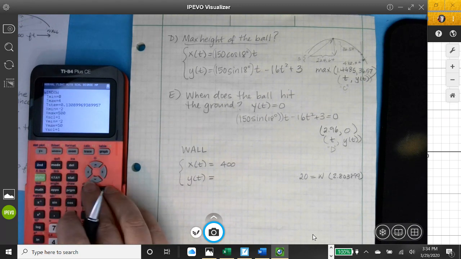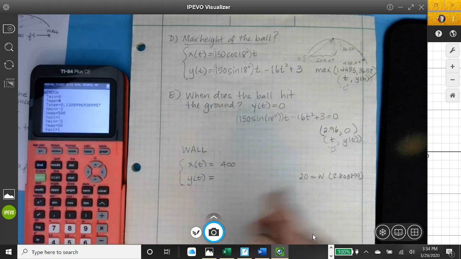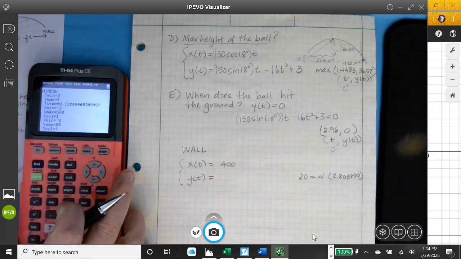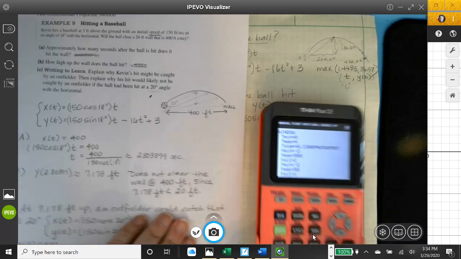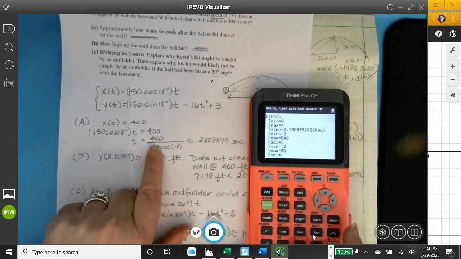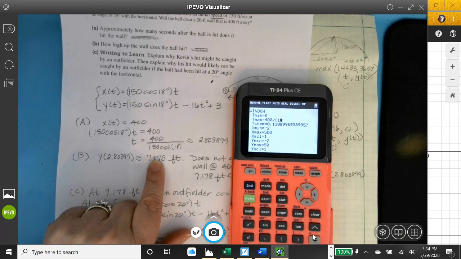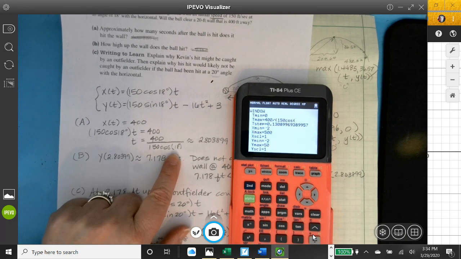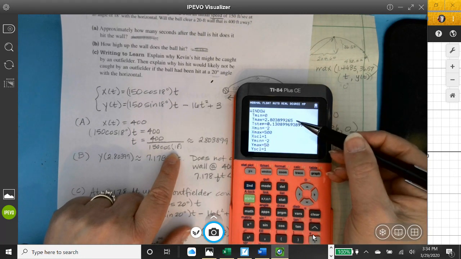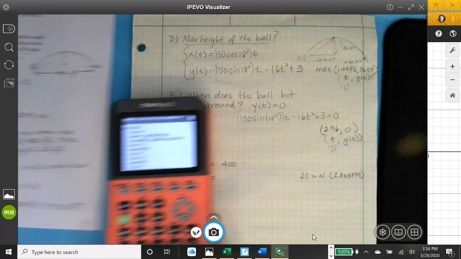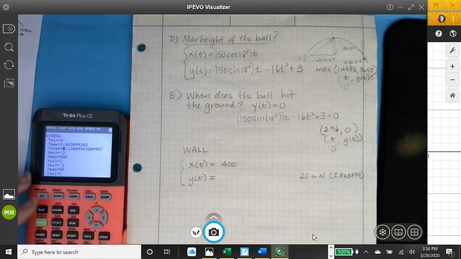And let's change the window to make our T max when we're going to be at the wall. When are we going to be at the wall? We said we're going to be at the wall at 400 divided by parentheses 150 times the cosine of 18 degrees. Now I know that this is a lot to follow, but see, that gave me the nice number there. Okay, now let's see what happens when we decide to graph it.